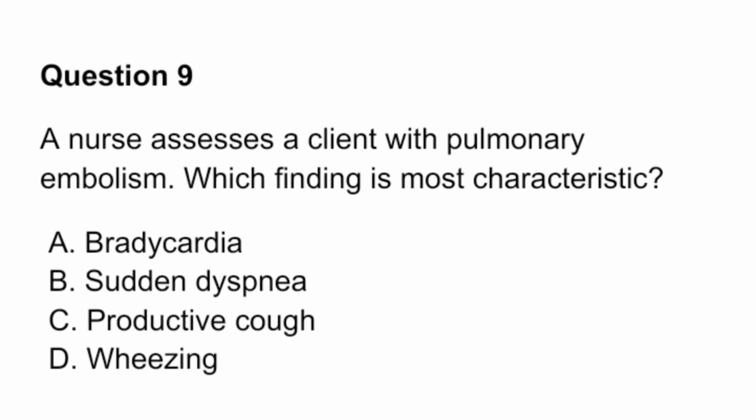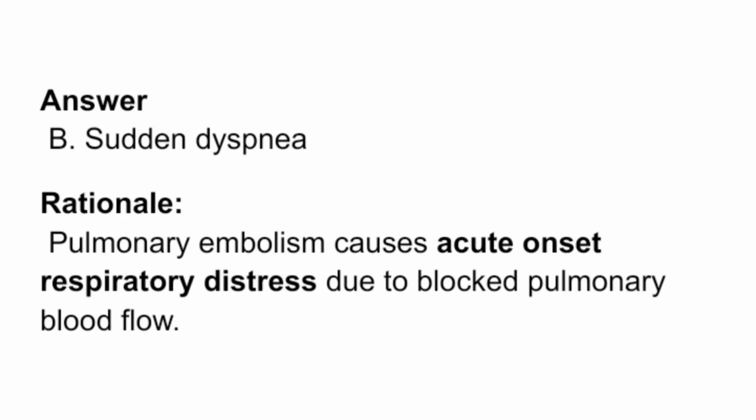Question 9. A nurse assesses a client with pulmonary embolism. Which finding is most characteristic? A. Bradycardia. B. Sudden dyspnea. C. Productive cough. D. Wheezing. Answer. B. Sudden dyspnea. Rationale. Pulmonary embolism causes acute onset respiratory distress due to blocked pulmonary blood flow.